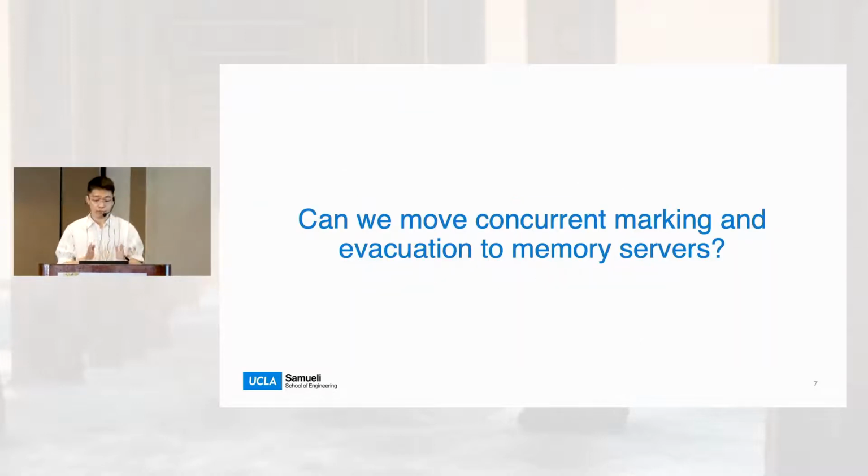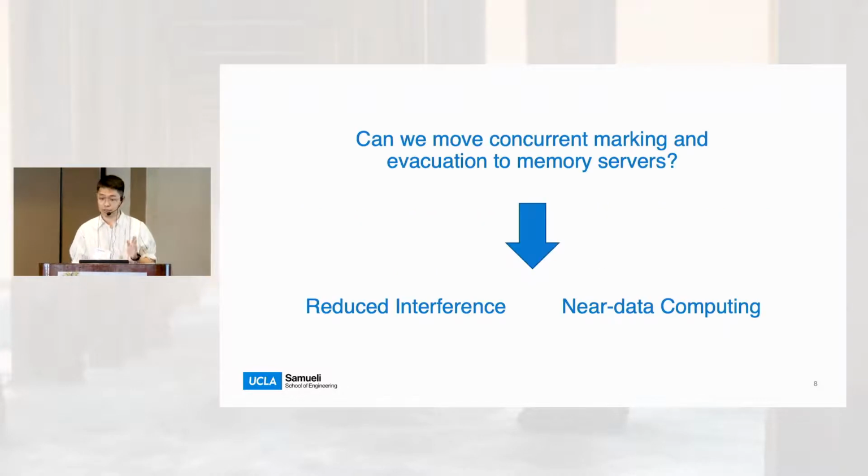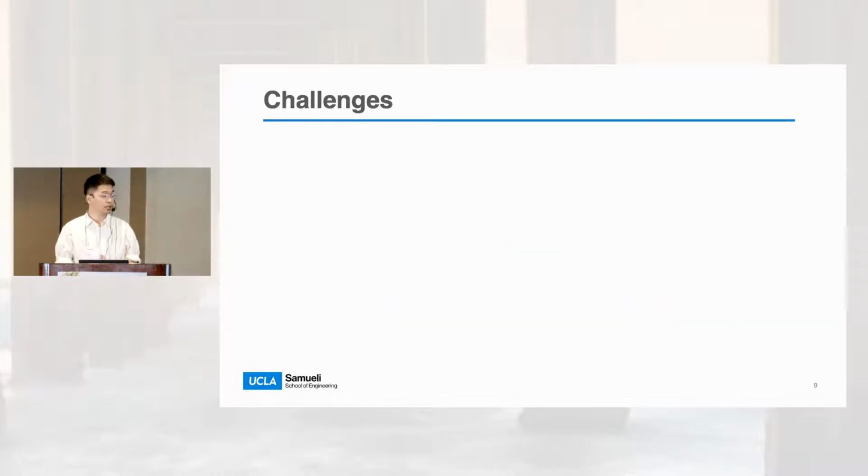Here, we have a very straightforward idea, which is to just offload garbage collection to memory servers. Because after doing this, we can reduce resource contention and the interference between application and GC. And most data is on memory servers, so GC is also near data, which means higher throughput. However, can we easily achieve that? The answer is no. There is a big challenge in doing this.